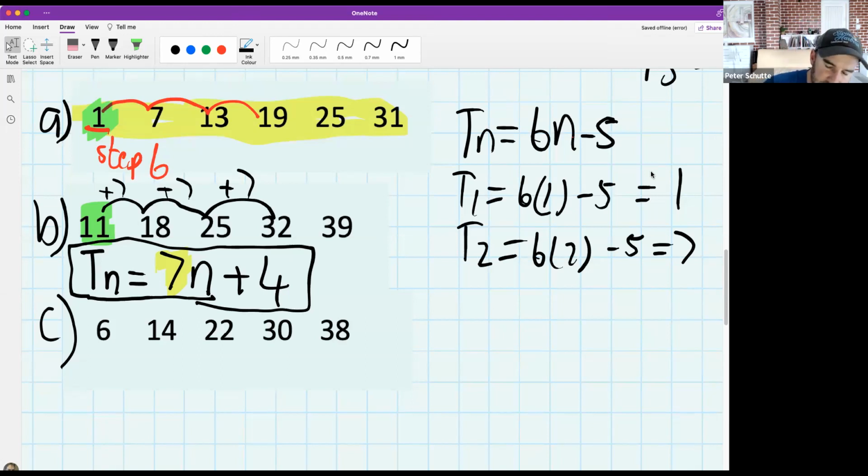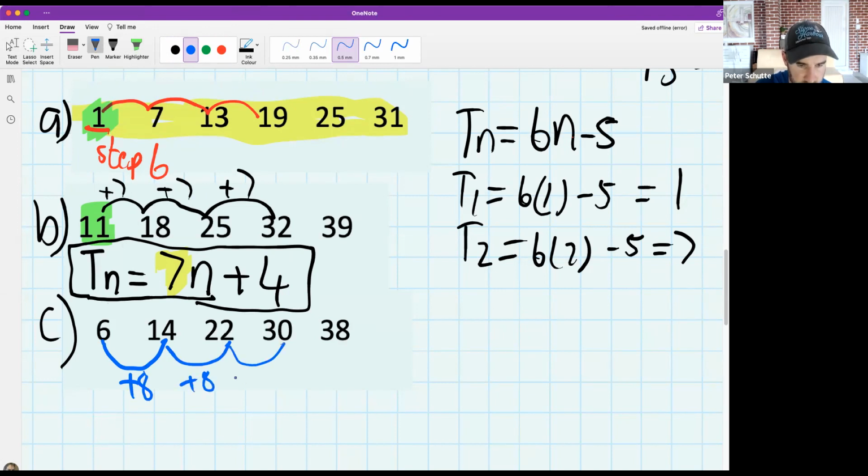Okay, good. Let me go through C in detail again, and then I think we deserve a little bit of a break. Okay, so how does this process work? Step one, we want to see what it is going up by. In fact, first of all, we need to check, is it going up by a constant amount? I think it's going up by 8. So that is step one. Is it going up by 8? Perfect. It is going up by 8.